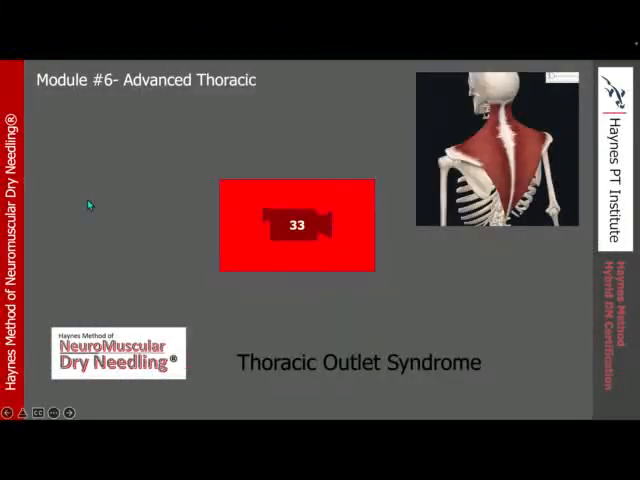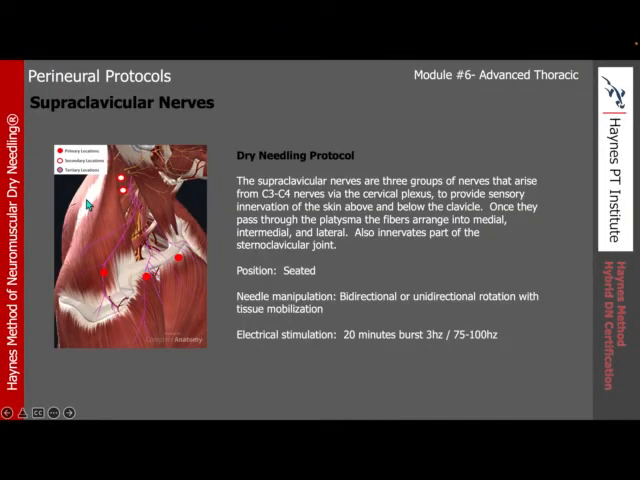So lastly, let's move on to our dry needling protocol for our supraclavicular nerves. The supraclavicular nerves are the three groups of nerves that arise from C3, C4 via the cervical plexus. They provide sensory innervation of the skin above and below the clavicle. Once they pass through the platysma, the fibers arrange into medial, intermediate, and then lateral. They also innervate part of the SC joint.